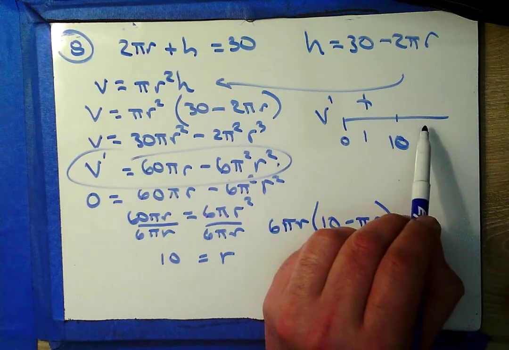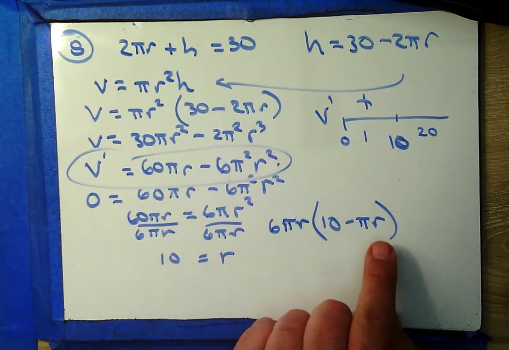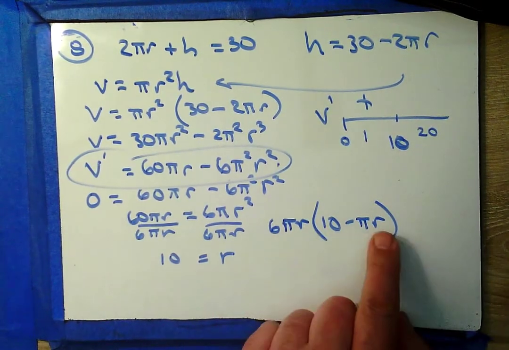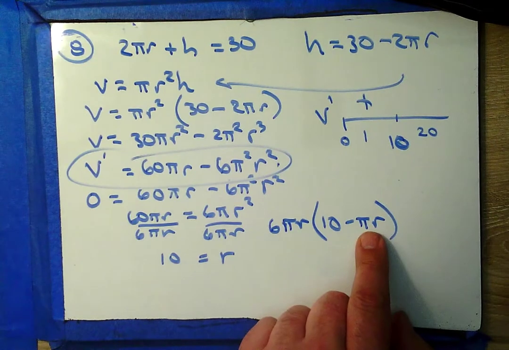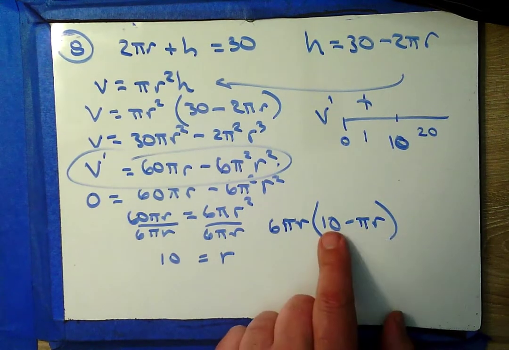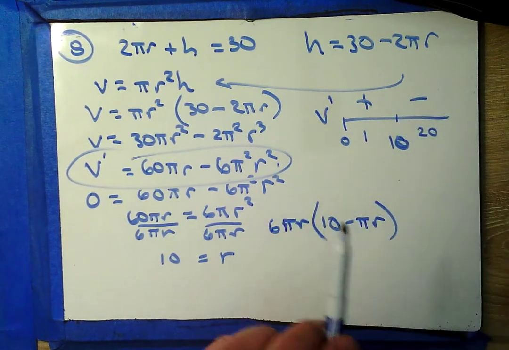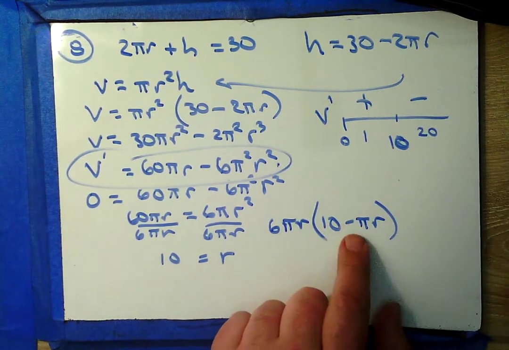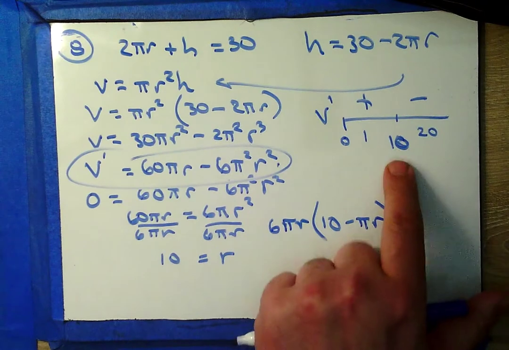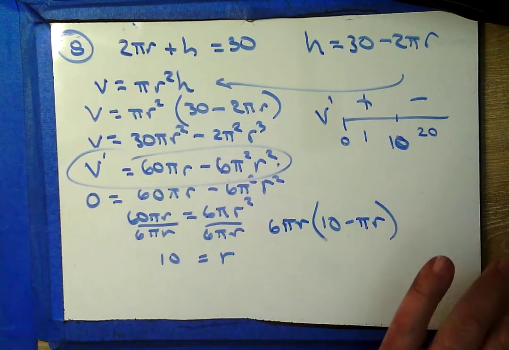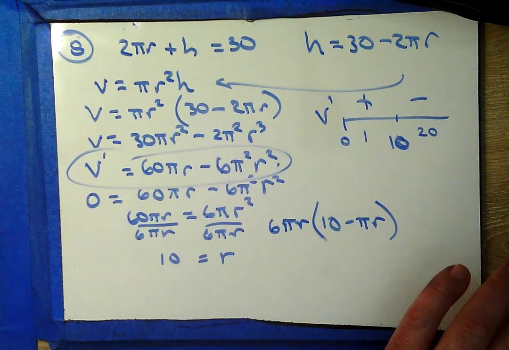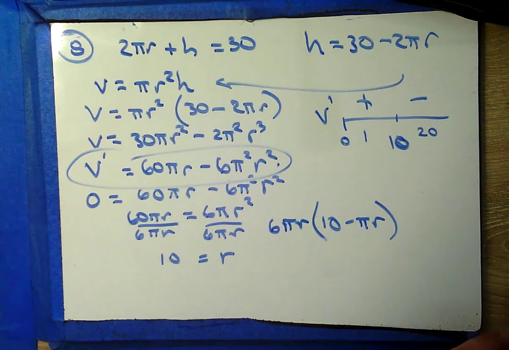But if I put in something here like 20, this is still positive, but now I've got 20 times pi. And 20 times pi is going to be much bigger than 10. And so this is negative. There seems to be something wrong with this, because that shouldn't be 10. I got 10, so I'm wondering, did I factor in properly? No.